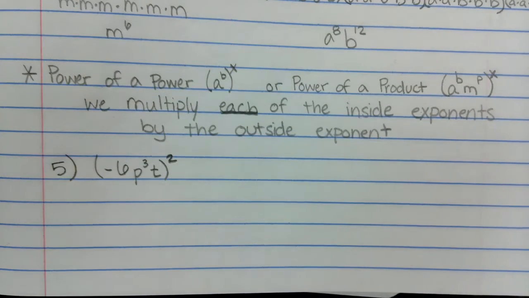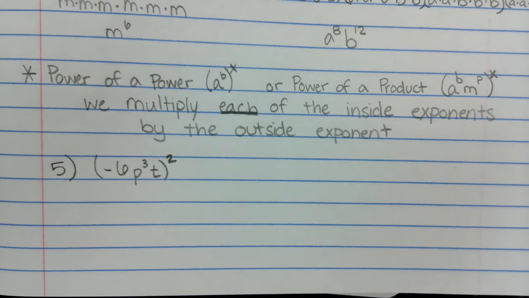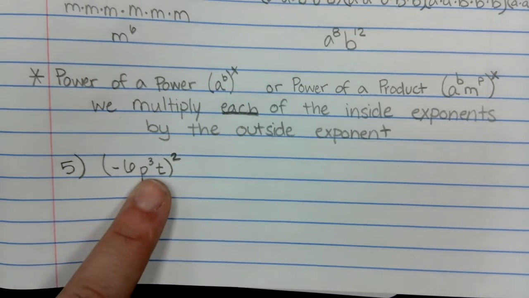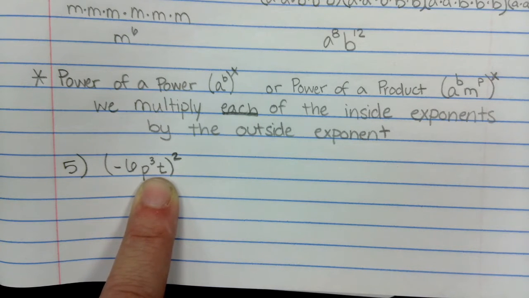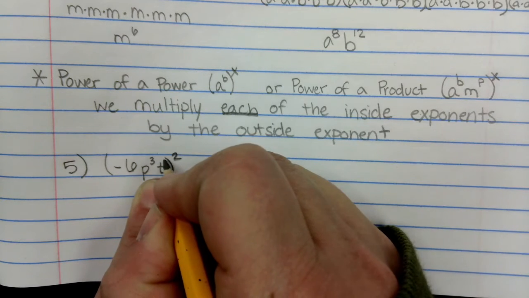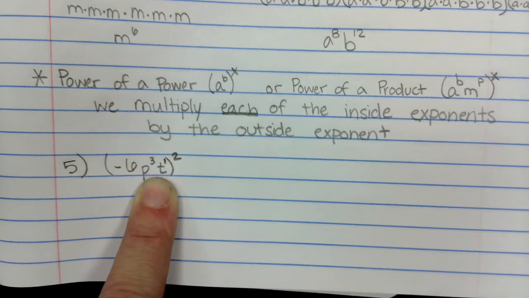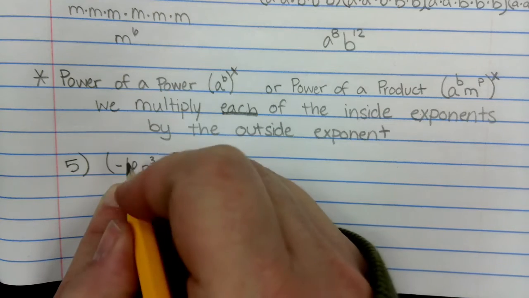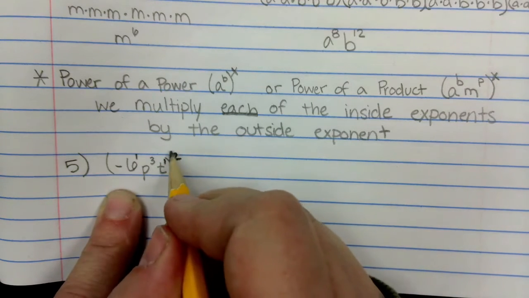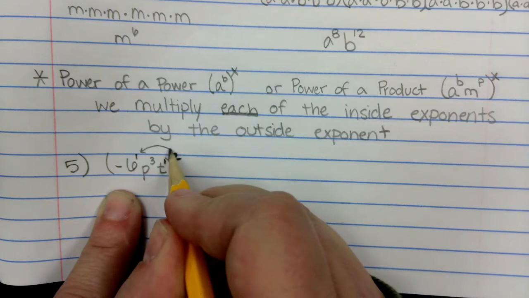So what parts do we need to multiply? The 2 and the 3. What else? Close. You're right. What's the exponent of the t? 1. If we don't see an exponent, we ask ourselves how many t's are there? There is 1 t. That's okay. So we put a 1 there. How many -6's are there? 1. So we're going to take this outside 2, and we're going to multiply it by each of the inside.